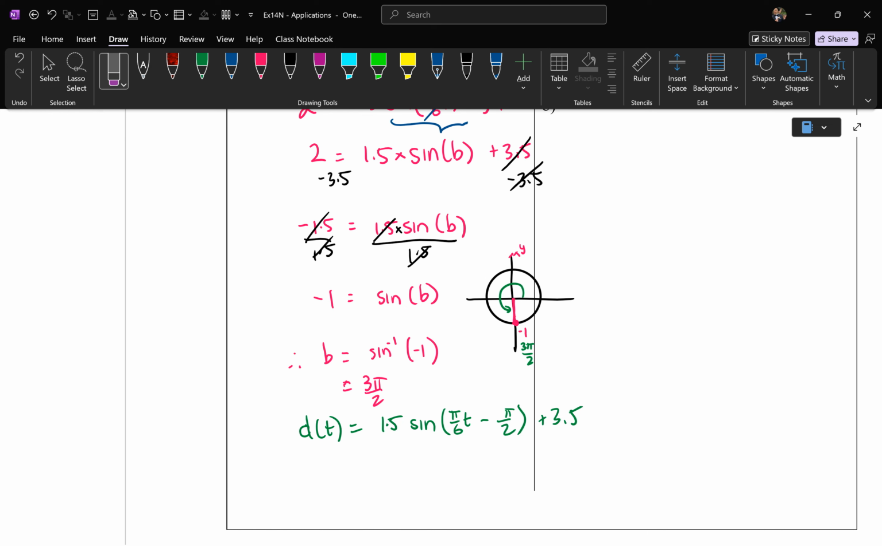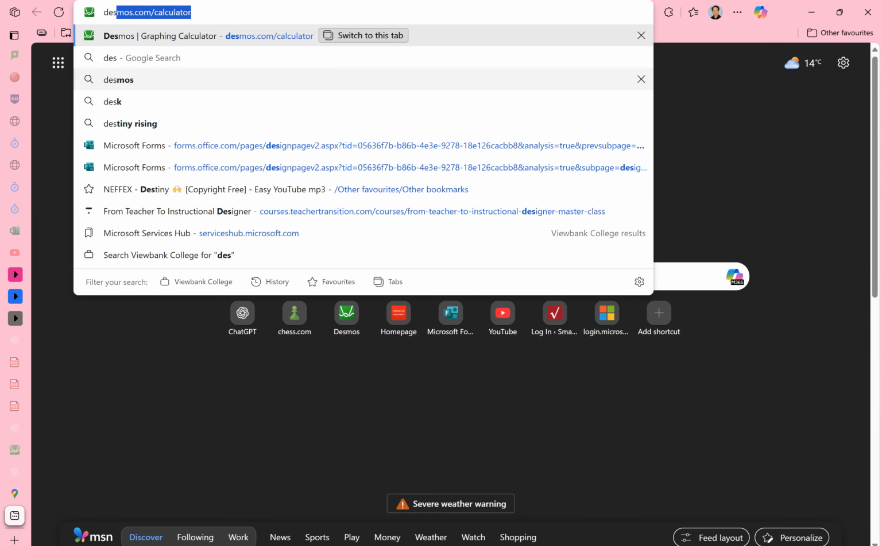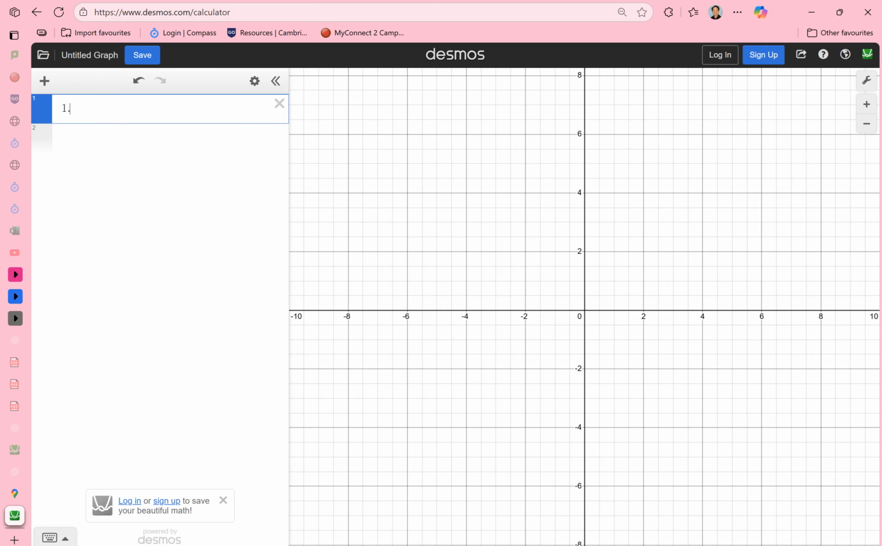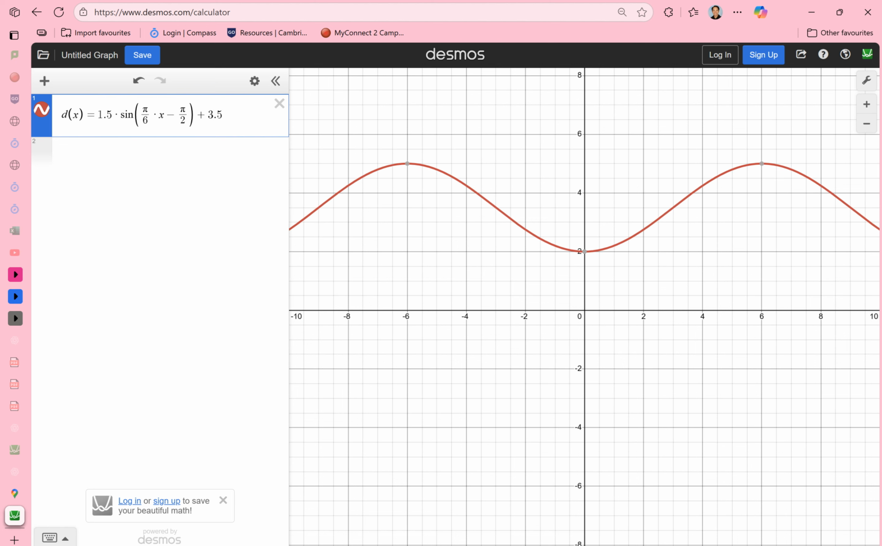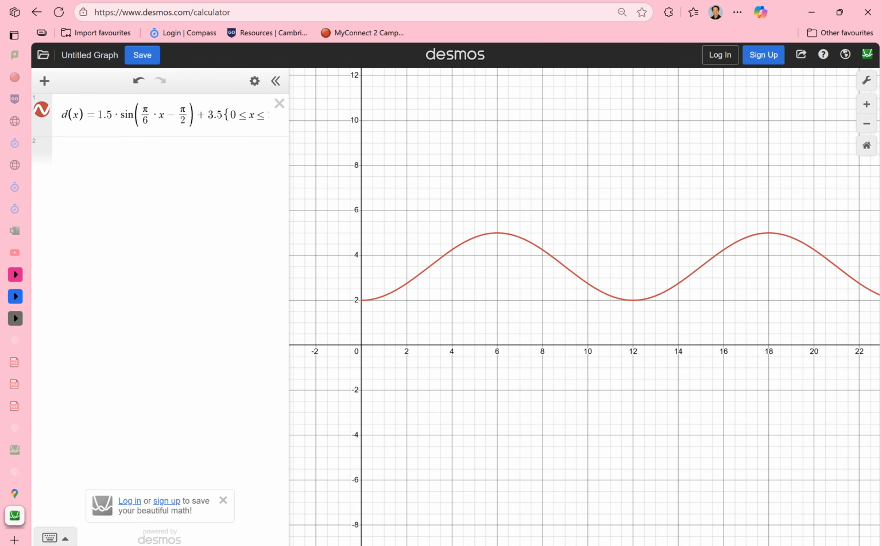Okay. All right, let's type it into Desmos and see what it looks like. Here we go. I'm going to go to Desmos. Let's see if we're on the right track. In Desmos, we've got d of x is equal to 1.5 times sine of pi on 6 times x minus pi on 2 plus 3.5, and we want it between 0 and 24, wasn't it? There we go. There's our graph. Looks quite similar.